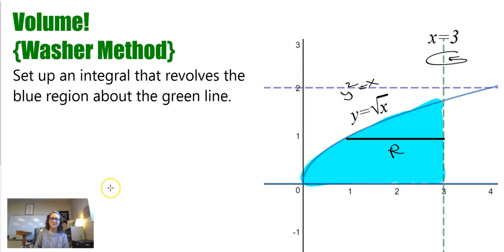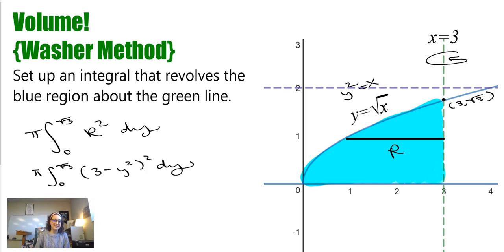Okay, I'm going to force another pause on the screen. Can you go ahead and just set up an integral that would give me this blue shaded region revolving around the line x equals 3? All right, we should be taking an infinite sum, so an integral of pi r squared. Don't forget your pi on the outside.